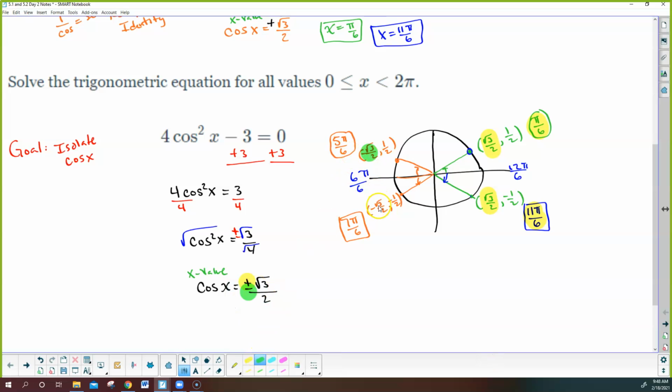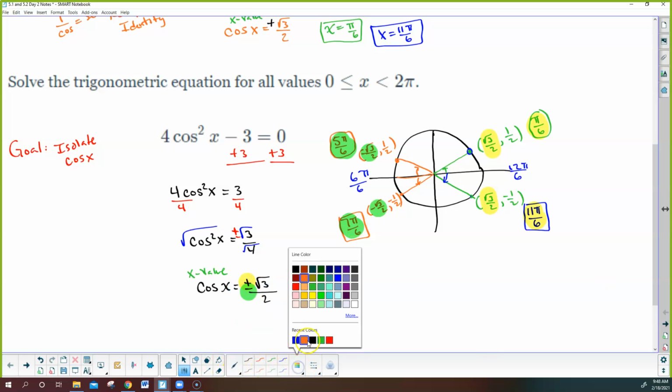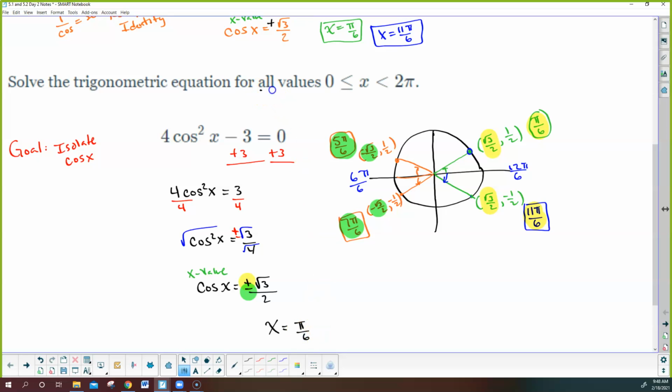Okay? And our goals were to figure out when cosine is equal to the negative square root of 3 over 2. That's at 5 pi over 6 and 7 pi over 6. So here's one of the things that could be frustrating on Delta Math: they're going to ask you for all values between 0 and 2 pi. So that's all the way around the circle.